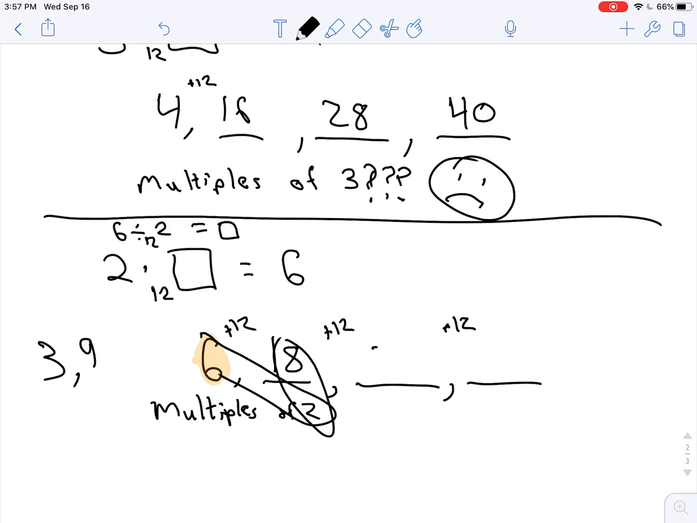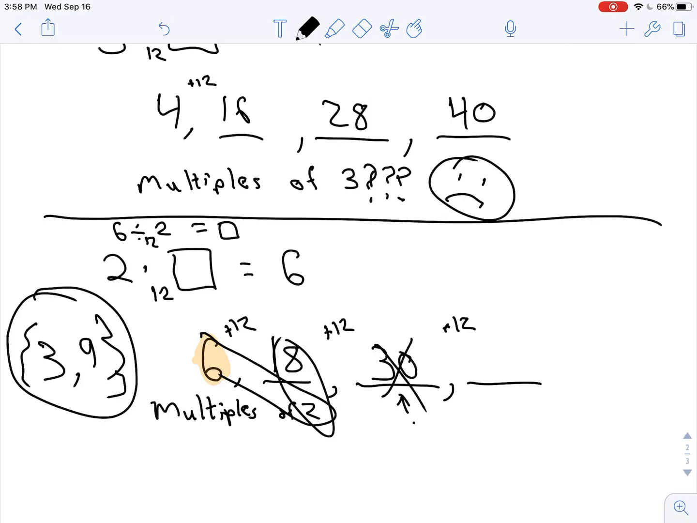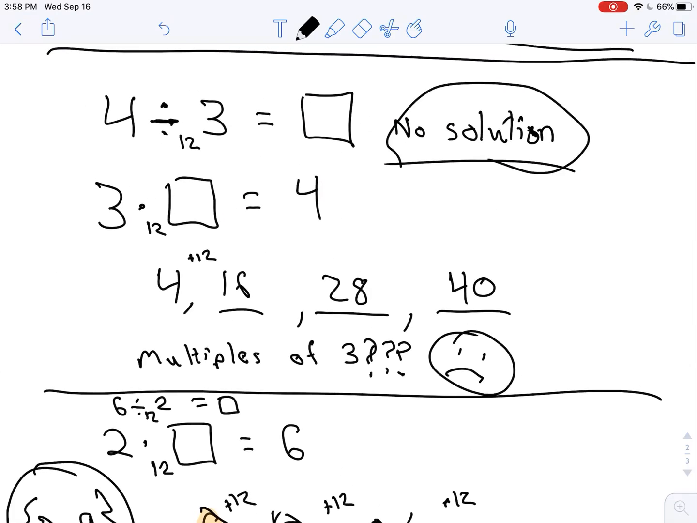If I add 12 to 18, I get 30. Now, 30, I'm not going to include that one because that would be 15 times 2, so that's just too big. But in this case, I've got 2 solutions here, but on one like this, I had no solution.